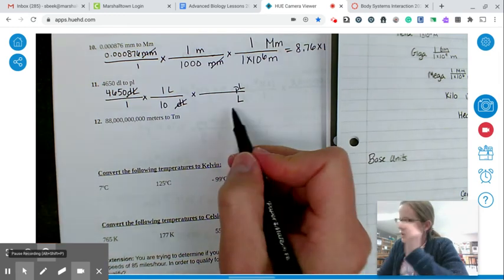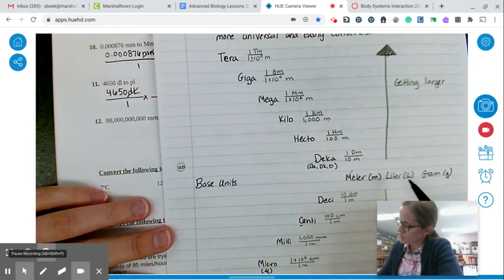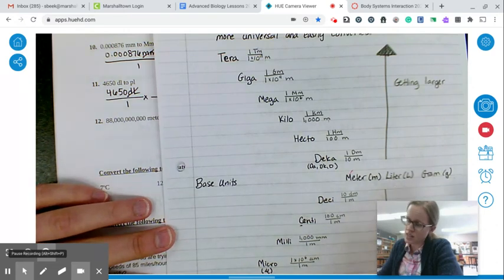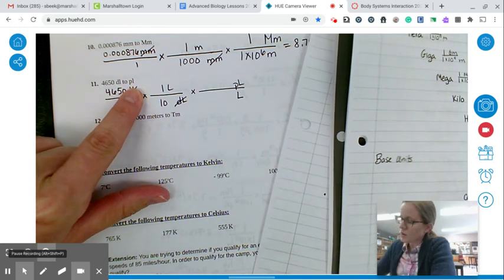Some people get stuck when they get to this step and try to look up liters, but liters is your base unit. So if you get stuck on that step, you're going to look back at the problem and figure out what you're going to, and then look up that one instead.